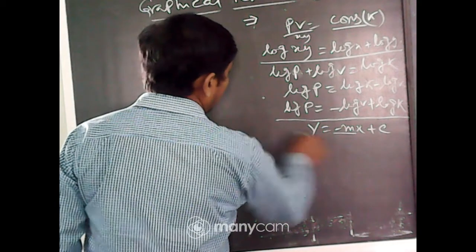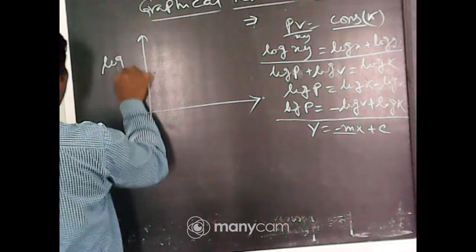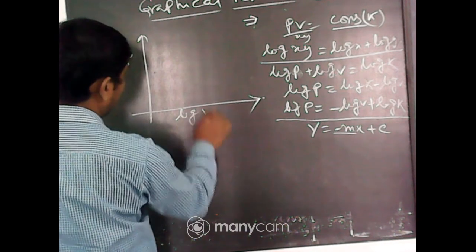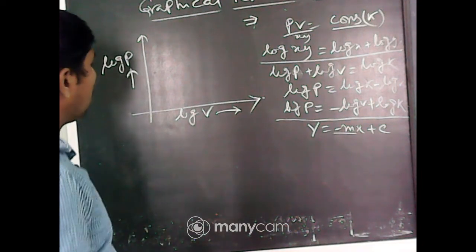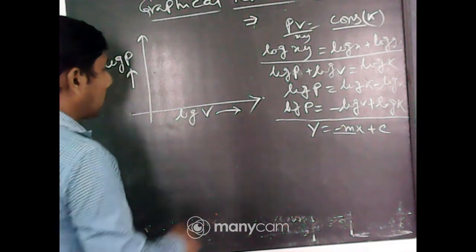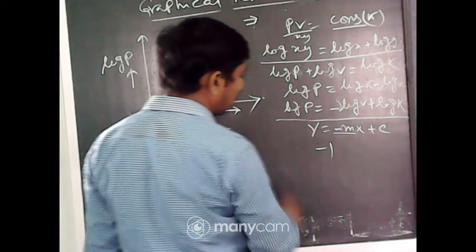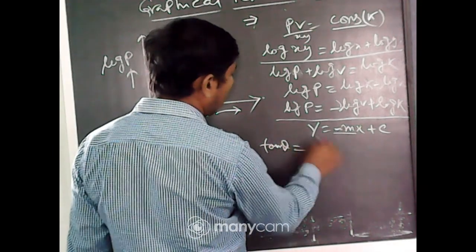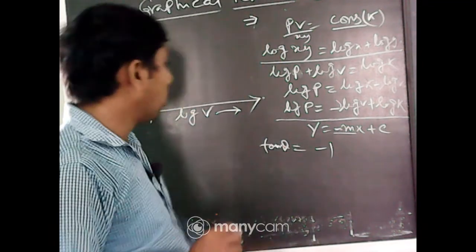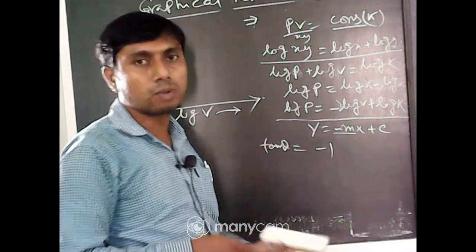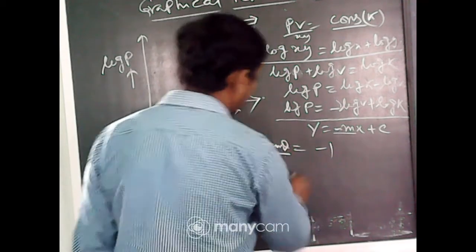So, here if we plot log p on this axis and log v on this axis, the tangent is minus 1, so tan theta equals minus 1. Now, for which value of theta will tan theta be minus 1?